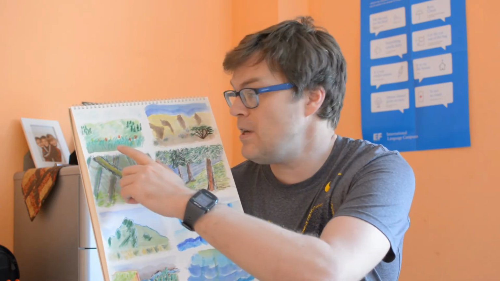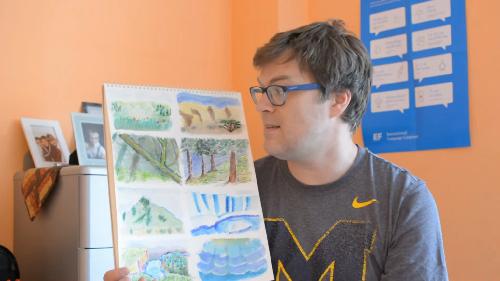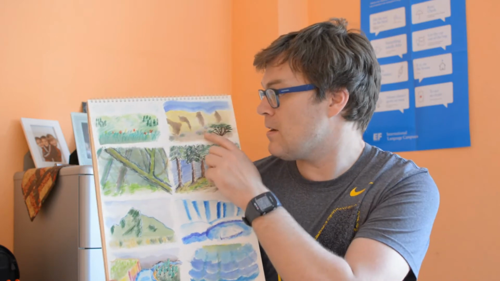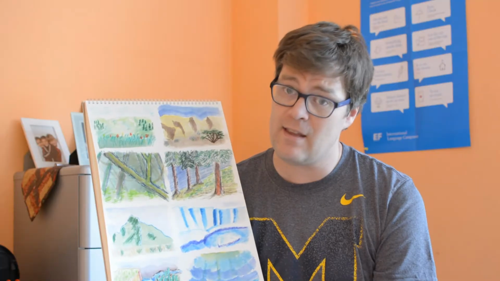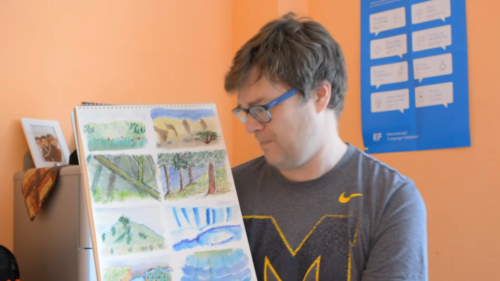Can you repeat the word? Grassland. The next one here is desert. Now the desert is a very dry and during the day a very hot place. In the desert there's not a lot of water and it rains very, very little. They don't get a lot of rain.